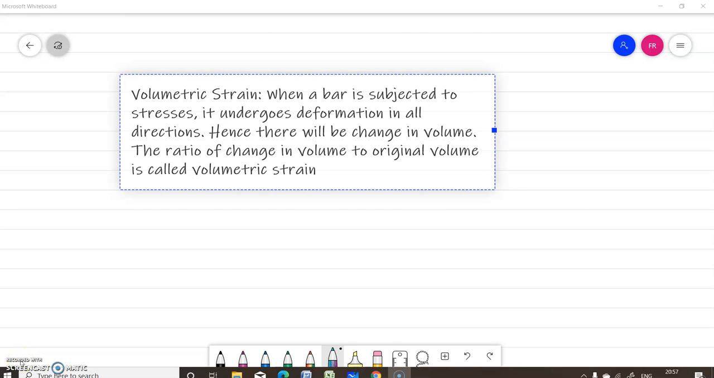Okay, now we'll study about volumetric strain. So when a bar is subjected to stresses, it undergoes deformation in all directions. That is, there will be change in volume since there is deformation in all directions. So what is volumetric strain? The ratio of change in volume to original volume is called volumetric strain.